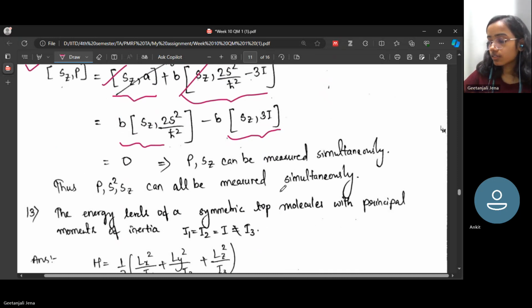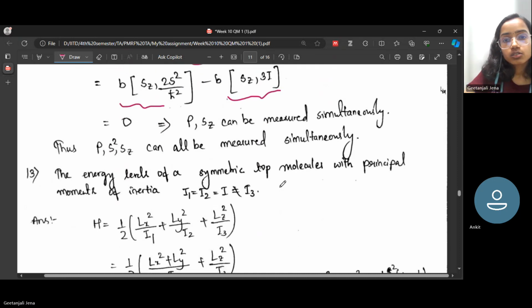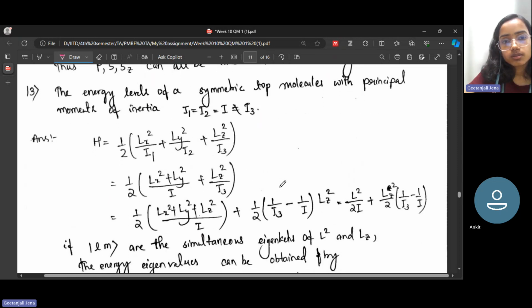If in the question they are asking about simultaneous measurement, you need to check whether the operators commute with each other or not. If they commute, then you can measure them simultaneously, and you can express them in terms of the same eigenvector and measure them. But if they don't commute, then you cannot measure them simultaneously. Okay, so let me move to the next question.